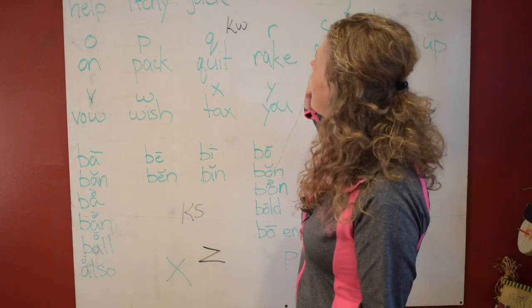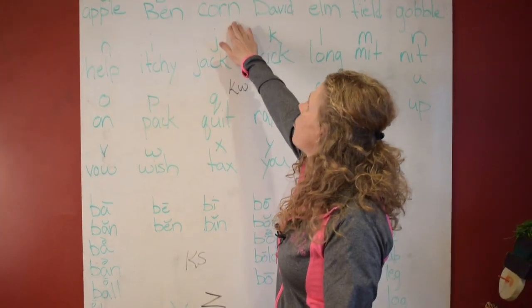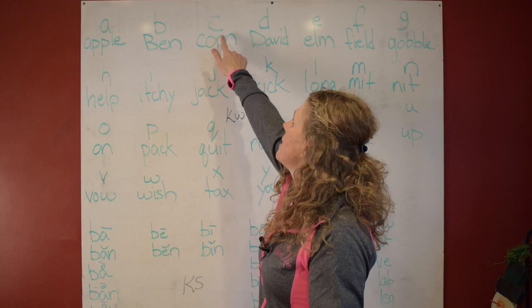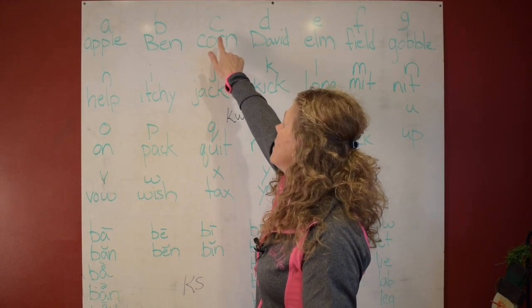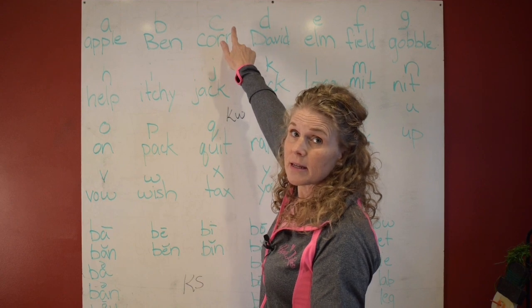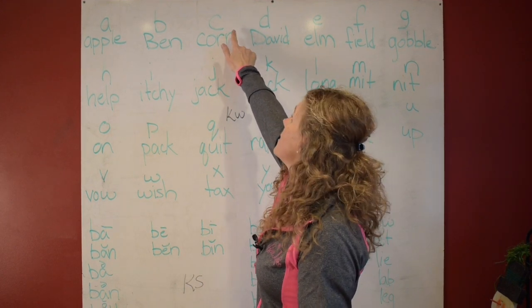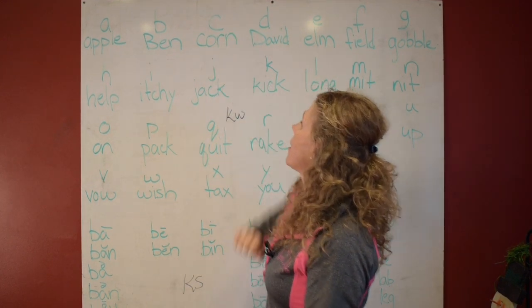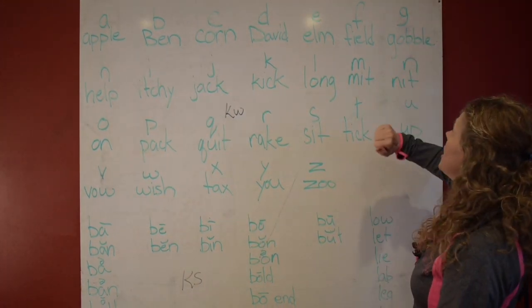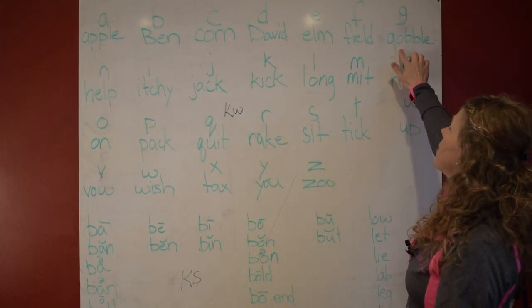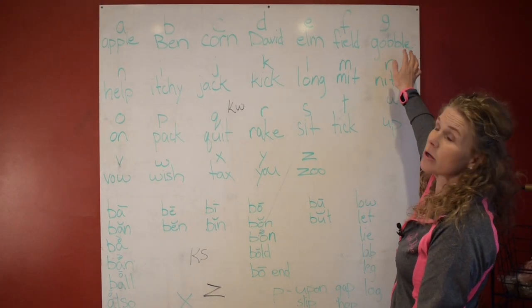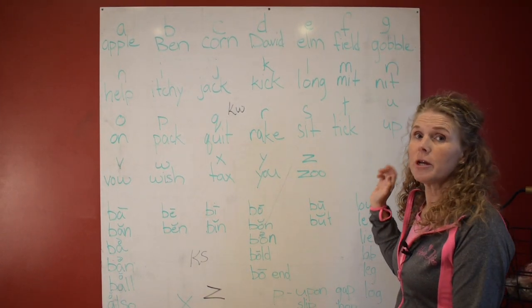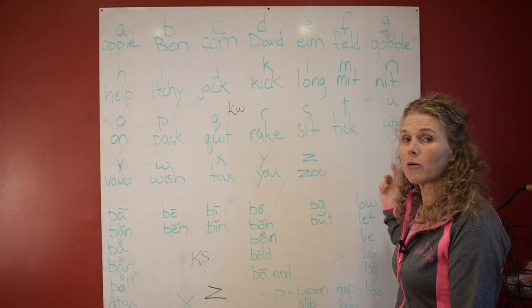So two different sounds on that. Also, when you have the C for corn, it could say the hard sound, or it says the soft s sound, and that would be if it's followed by an E, I, or Y. Same with the G, it will say G if it's followed by an O, A, or a U, but it will say J if it's followed by an E, I, or a Y.